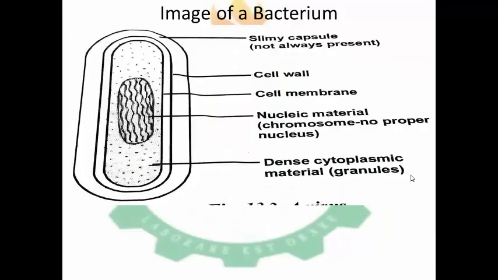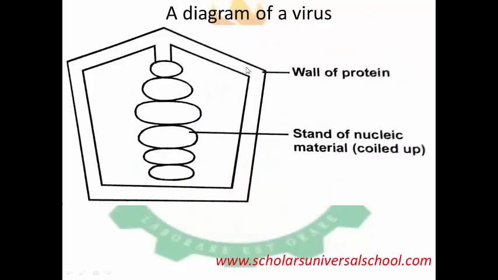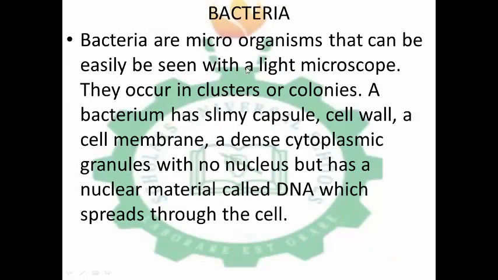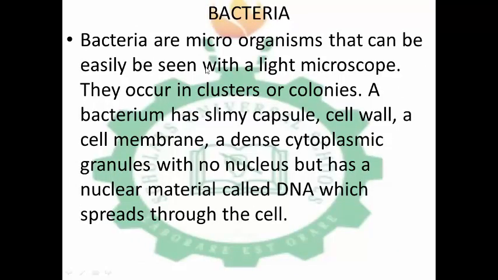Bacteria. Bacteria are microorganisms that can easily be seen with a light microscope. That means if you use a light microscope, you will see a bacterium, which is the singular. Bacteria is the plural. So they are microorganisms that can be easily seen with a light microscope. They occur in clusters or colonies. That means they occur together, they pack up together, or they occur in different colonies, in different groups.